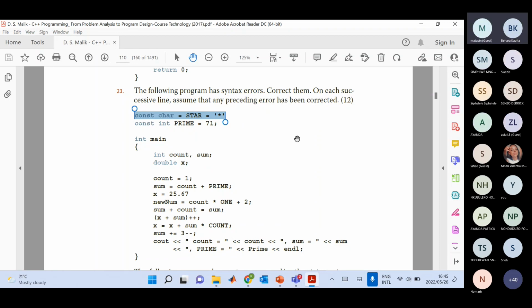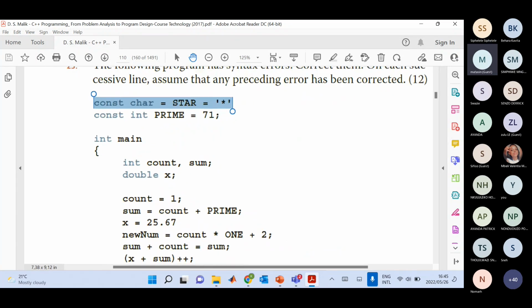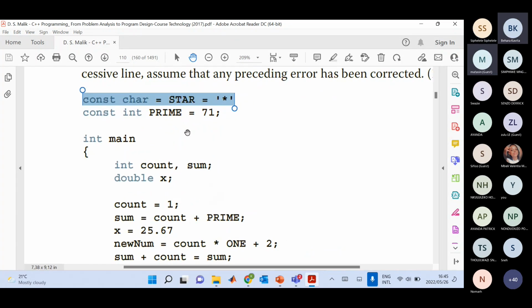What's the mistake in this first line? Hold on. We cannot have constant and character. This is a constant value. The mistake is this equals to. Can you see my hand symbol before the start? This assignment operator is not supposed to be there. Yes. And then it must be terminated with a semicolon.